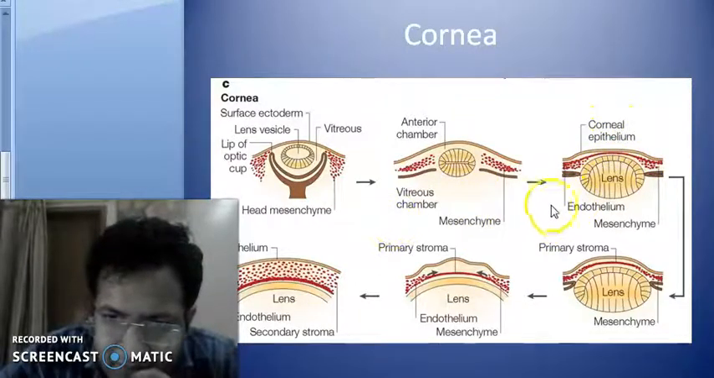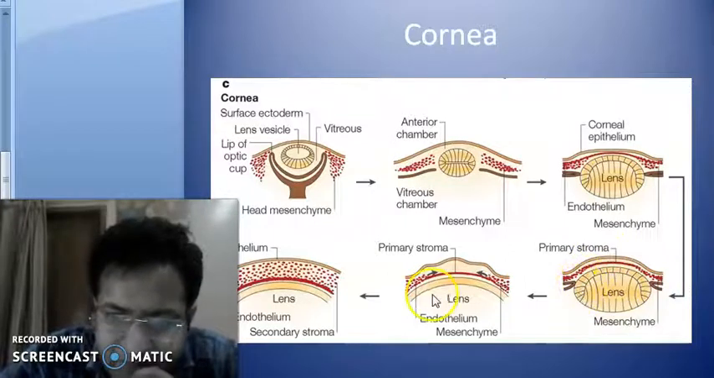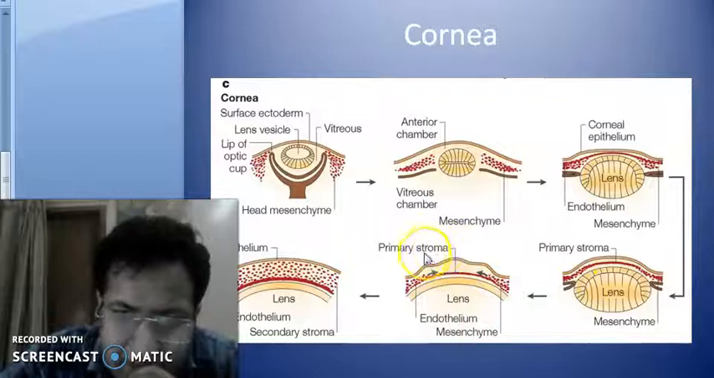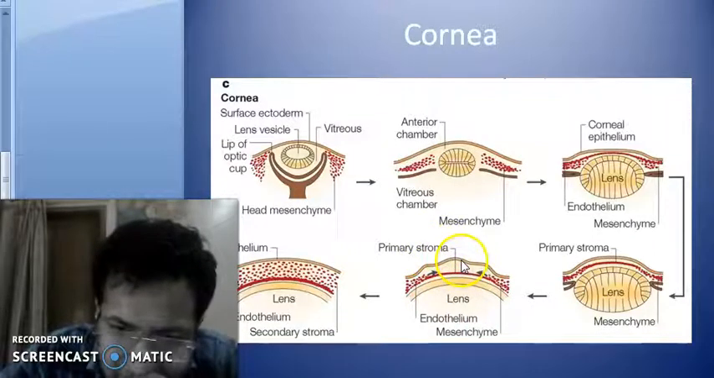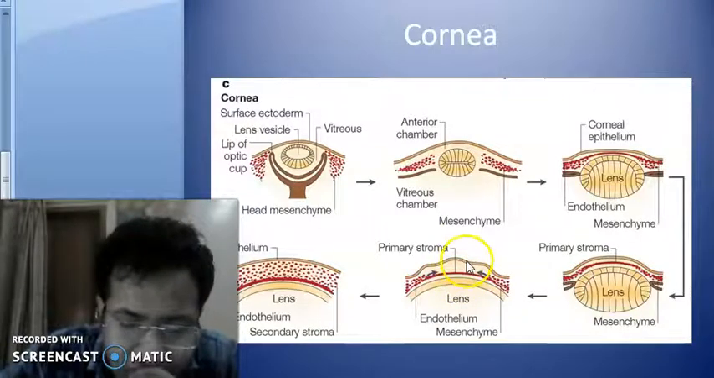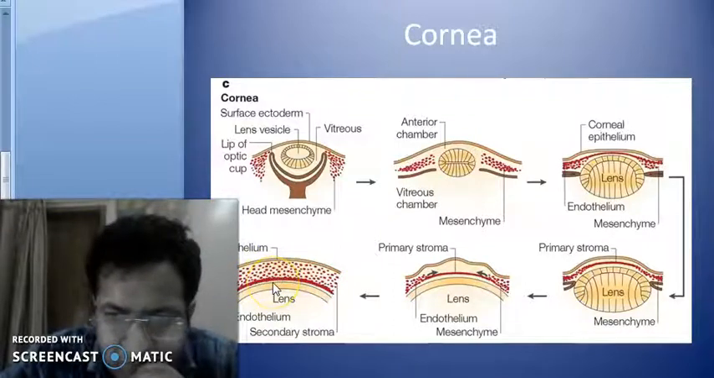The endothelium is being laid down by this mesenchyme, and the cornea differentiates into the primary stroma. This primary stroma later differentiates into the endothelium, and between the primary stroma and the epithelium is laid down the secondary stroma, and the primary stroma is converted into the endothelial layer. Okay, it is clear now.